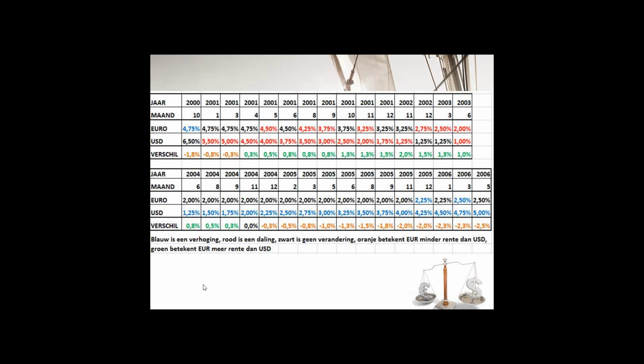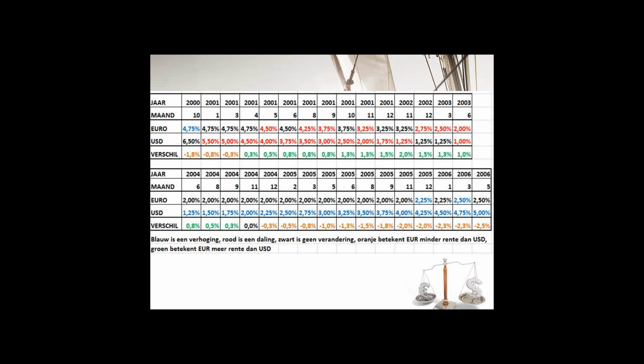Alrighty. So here you can see those numbers in the table, basically. Every time it's orange, the dollar has higher rates. Green, the euro has higher rates. This is not a lot of data, it's only one pair, but what you can see from it is that the U.S. seems to be moving its interest rates sooner, perhaps quicker, and is kind of leading the way. And the euro seems to be responding later, both up and down.